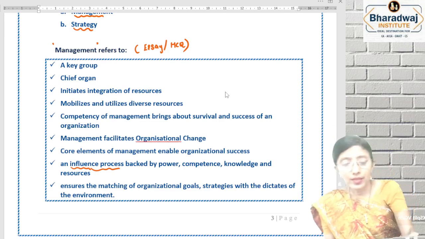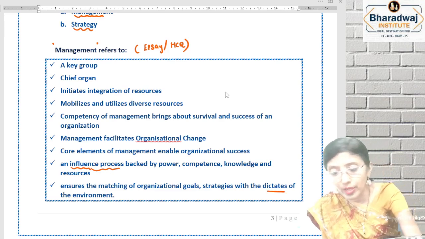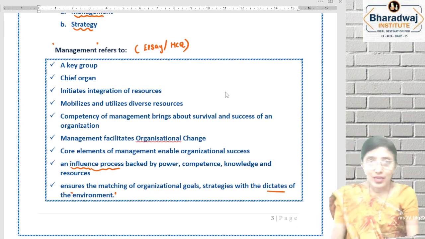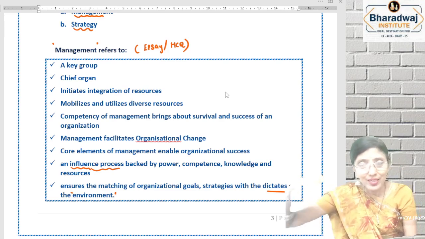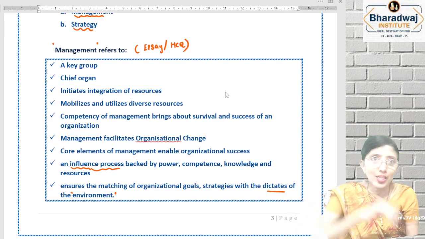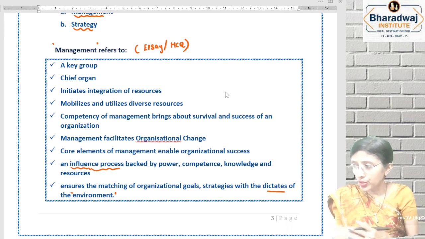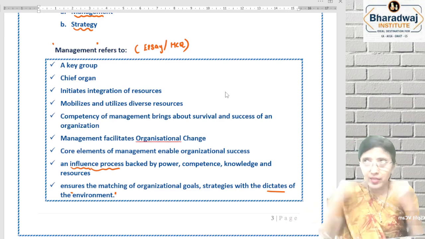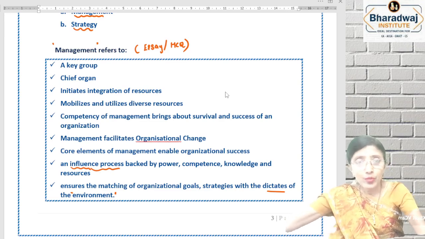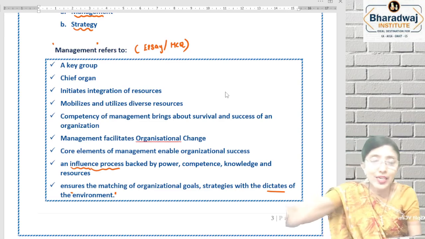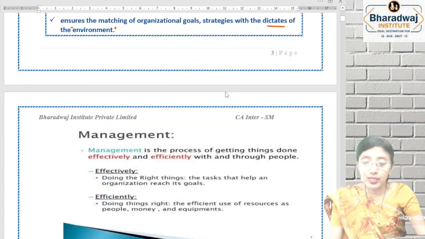Are you clear? And here, finally, we say it is matching of goals and strategies with the dictates of the environment. This is another important segment. You have to match your goals and objectives with the environment, internal and external. That is what your second and third chapters are about. Am I functioning in an atmosphere where there is no internal or external environment? Can I just think of these goals without thinking about the competency of my team, or about the macro environment? Are you clear? Can you follow this, my dear students? So that is about management.